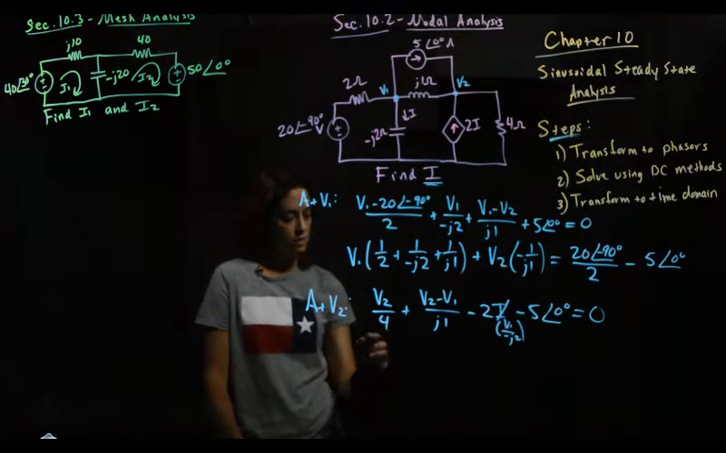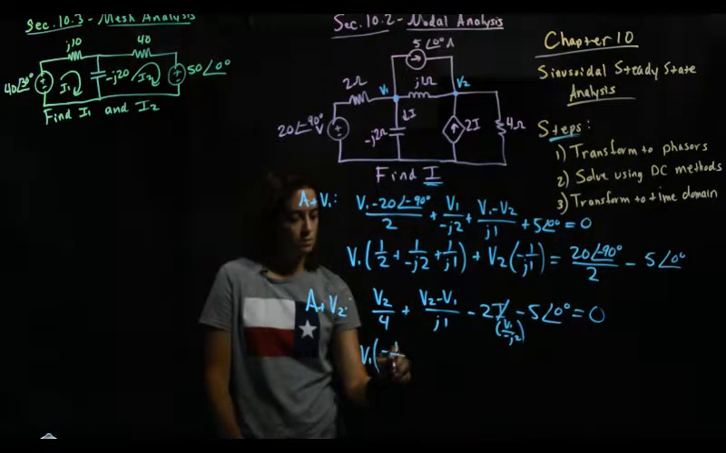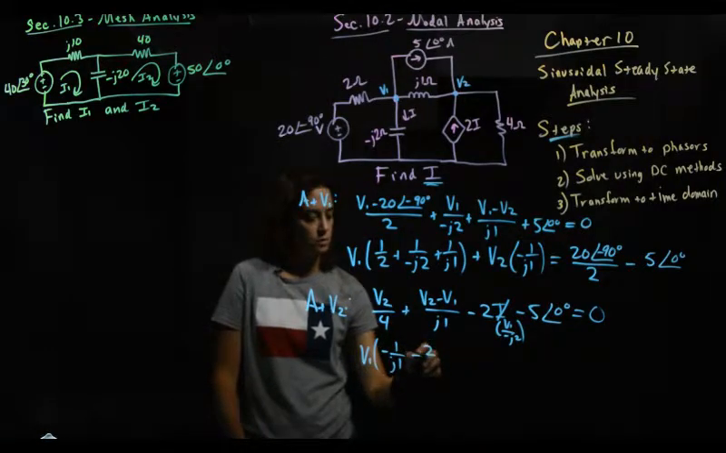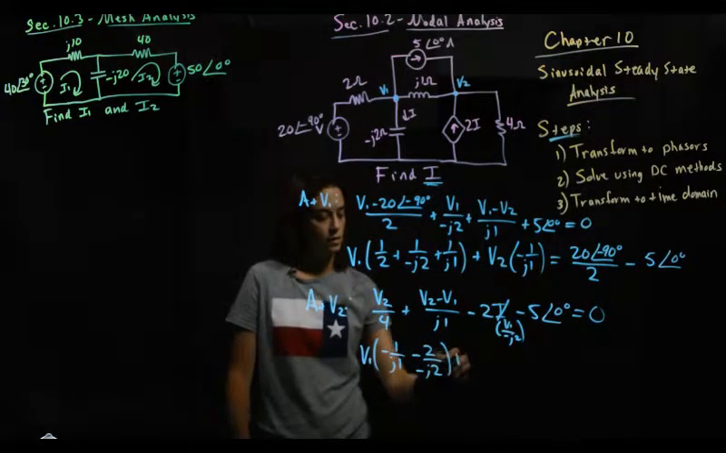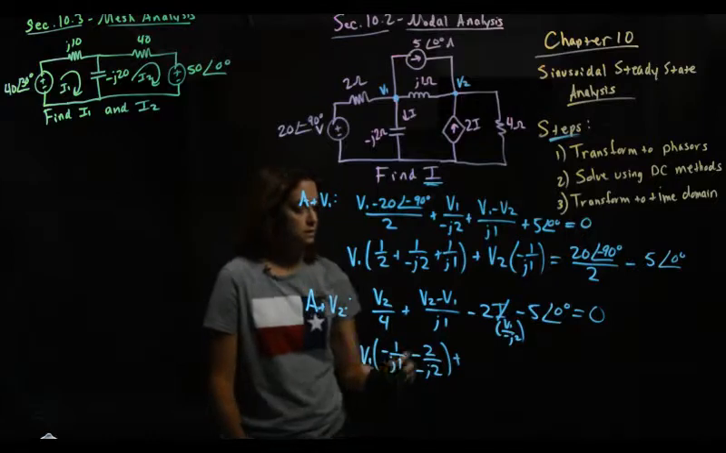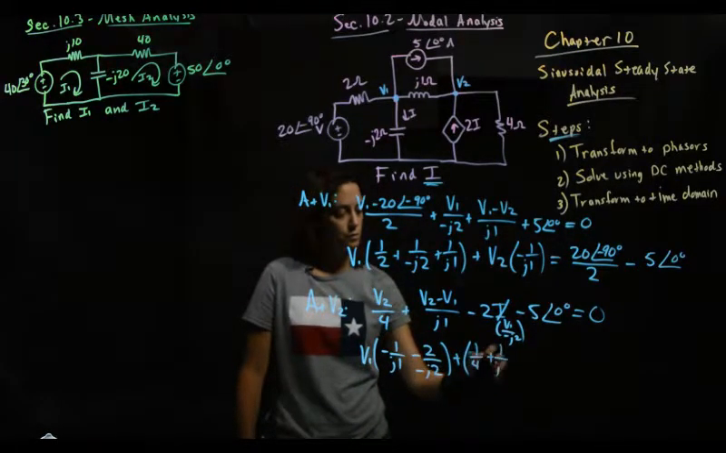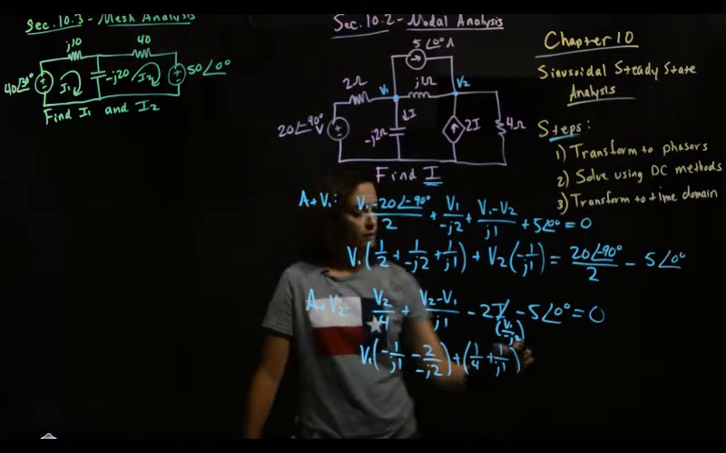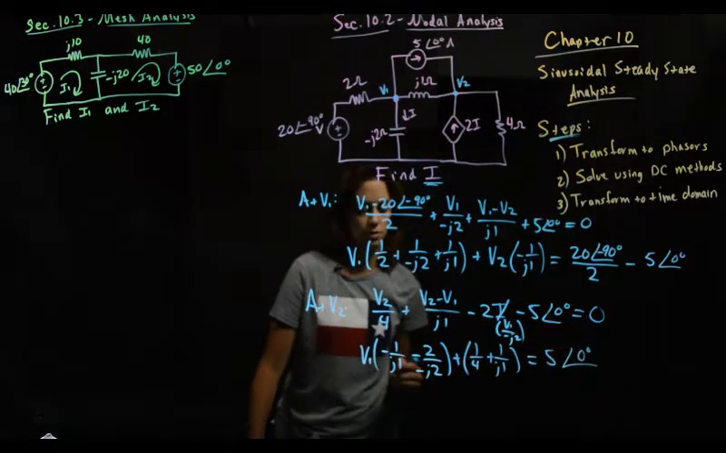So all my V1s, I have a term here, minus 1 over J1. I have a term here, minus 2 over minus J2, because there's a negative here and a negative here. Plus my V2s, 1 over 4, plus 1 over J1. That's all of those. Equal, move that to the other side, 5 angle of 0 degrees.